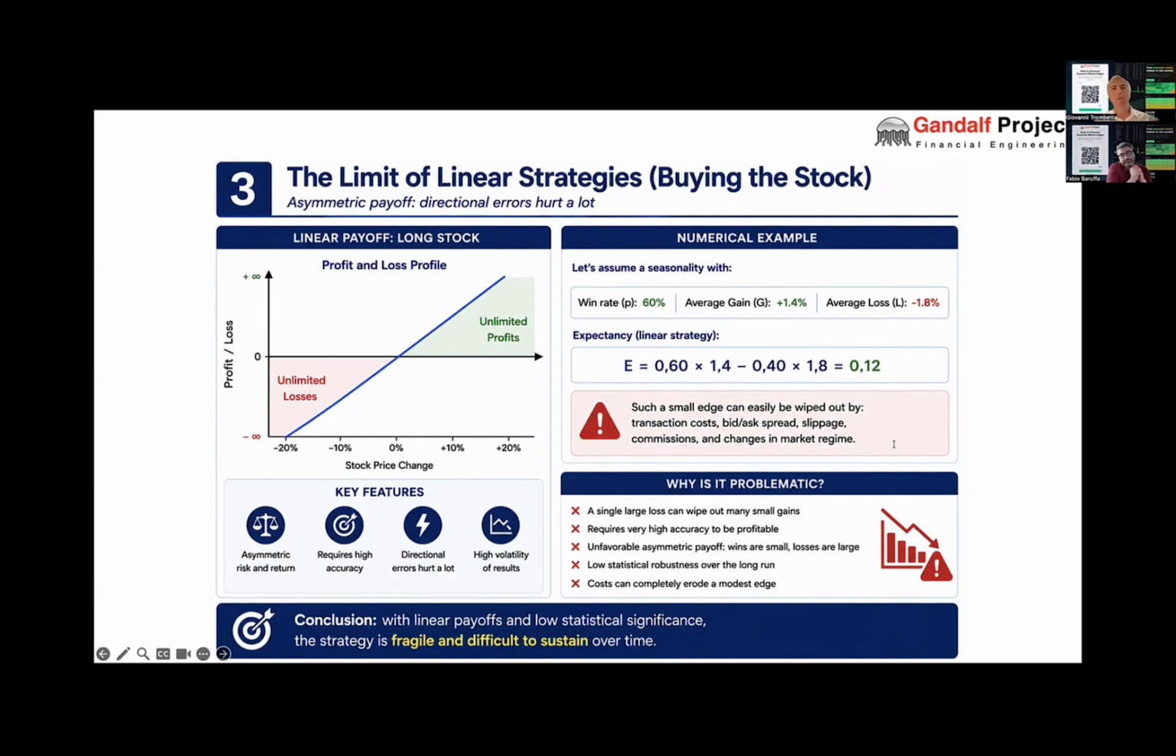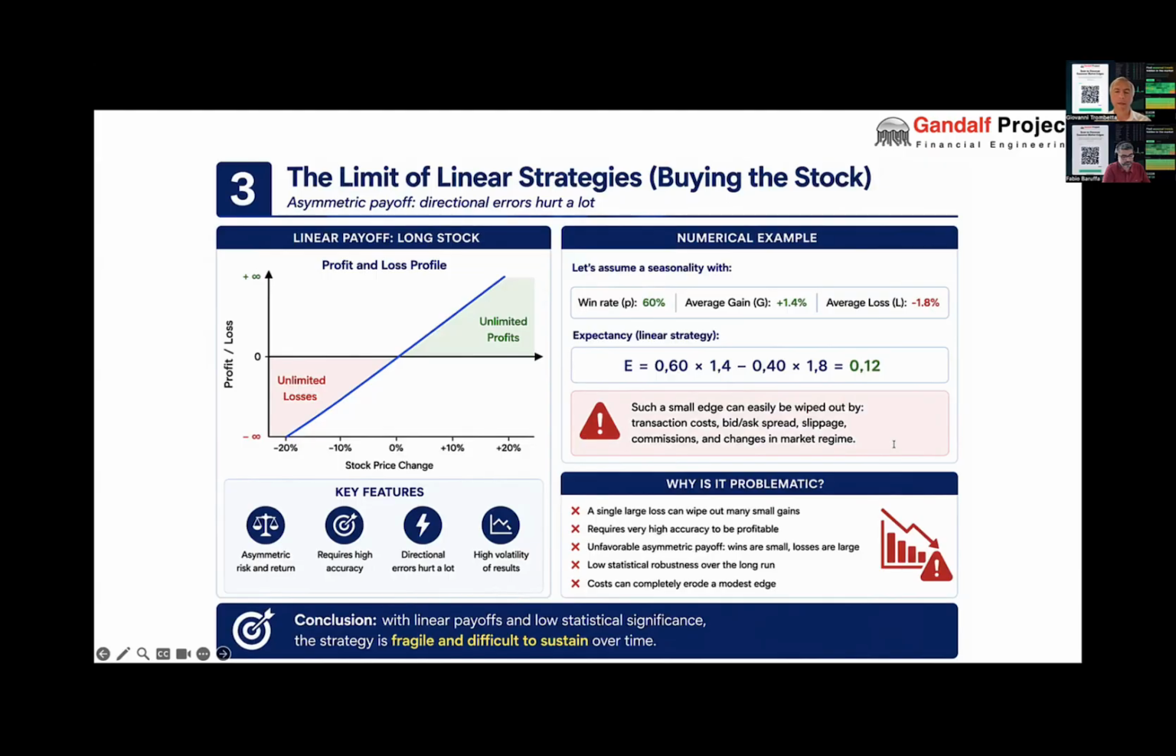And why is this problematic for us? One large loss can erase several small gains. Okay? High accuracy is required just to stay profitable. The payoff profile is not helping us. It amplifies the consequences of forecasting errors, in our case, and statistical robustness remains low. So the problem is not only the quality of the signal, the problem is also the payoff structure used to exploit that signal. So what if we could redesign the payoff itself? Exactly what we are going to do now.